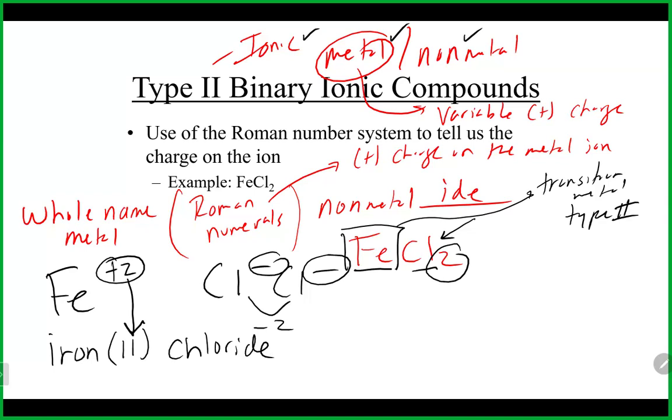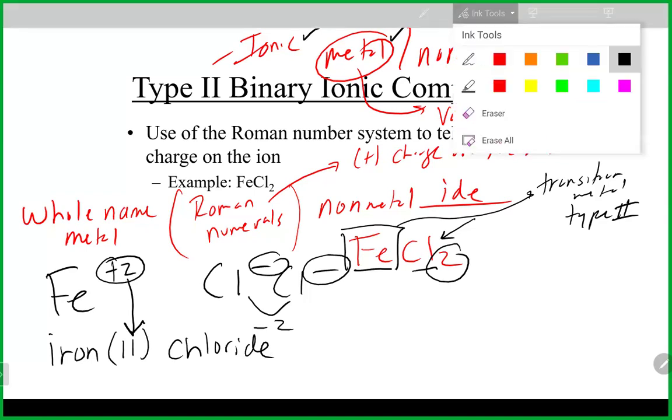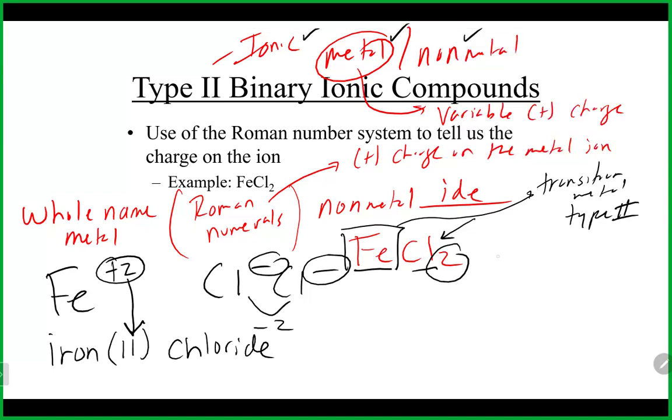Question on that name: why do we have to do that? Let's say, for example, we have FeCl3. We do the same sort of deal. Iron is still a metal. Cl is still a nonmetal, which again tells us it's ionic. We look at our metal, which is still iron, a transition metal, which tells us it has a variable charge, so it's a type 2 compound.